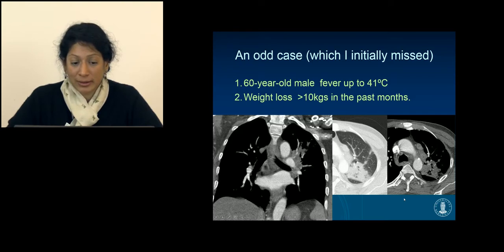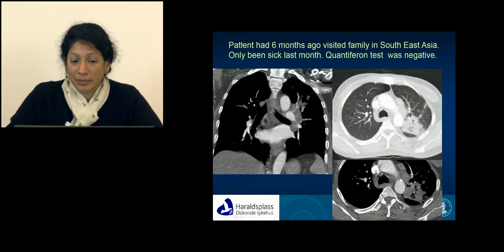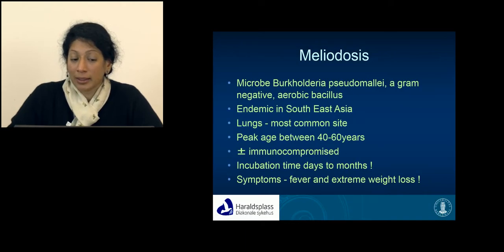a very rare disease. The patient had 6 months ago visited his family in Southeast Asia. He had only been sick the last month, and the Quantiferon test was negative, so that ruled out tuberculosis. And his diagnosis was melioidosis, which is a rare disease in Europe. It is a microbe called Burkholderia pseudomallei.